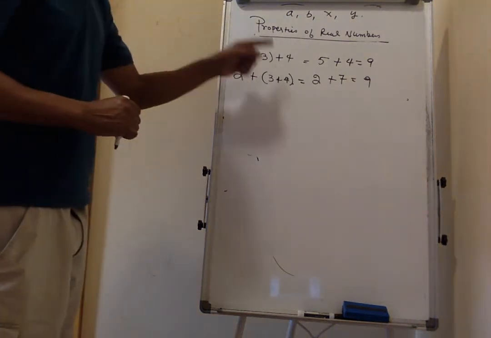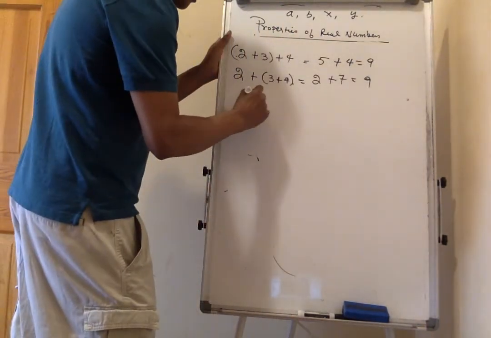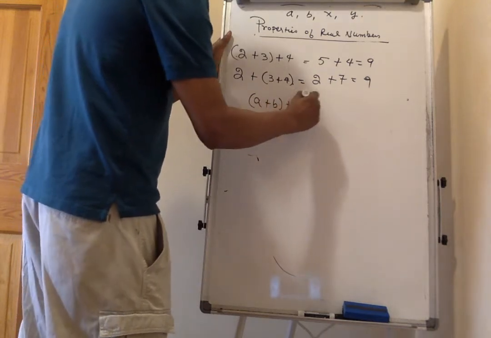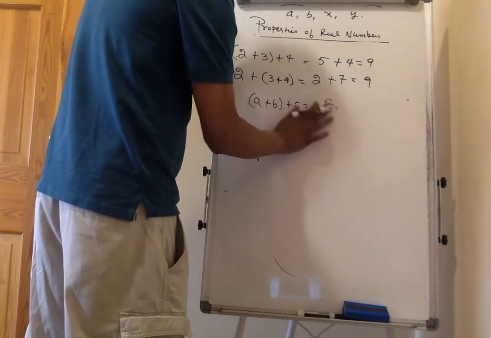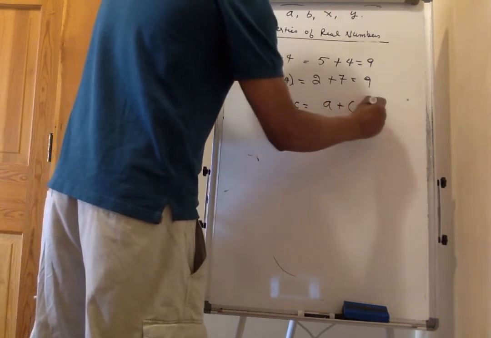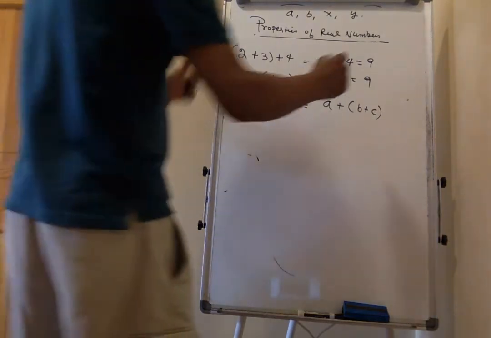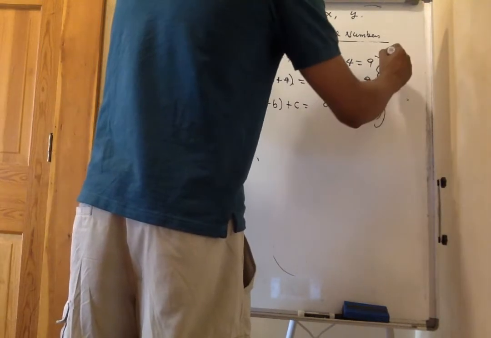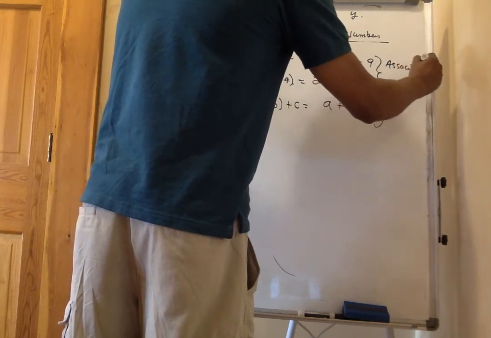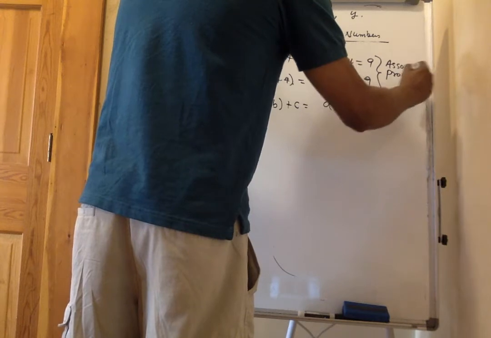So when this happens with three real numbers, we do what? So A plus B plus C is the same as saying A plus B plus C, with the parentheses in a different place. Okay. And this we call associative property of addition.